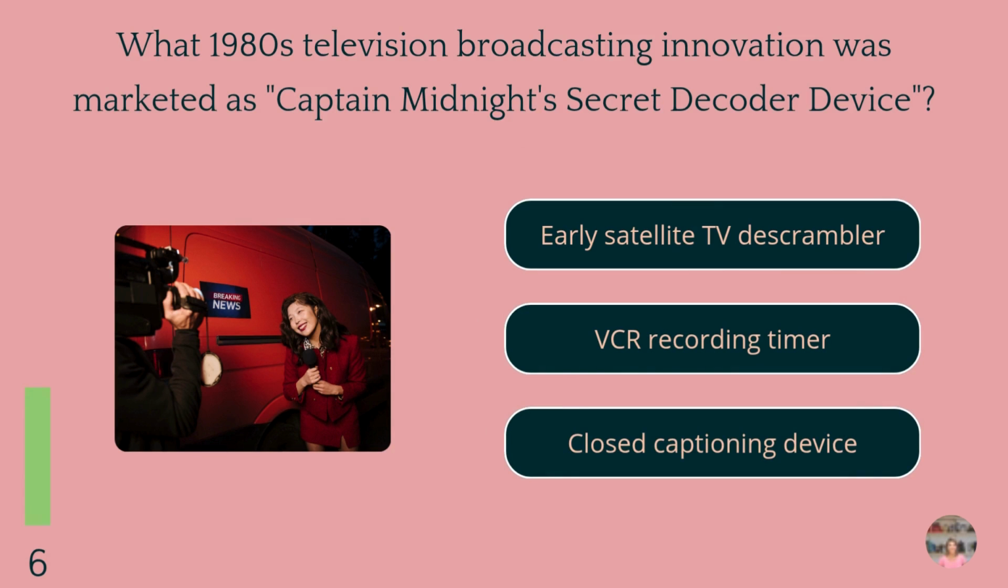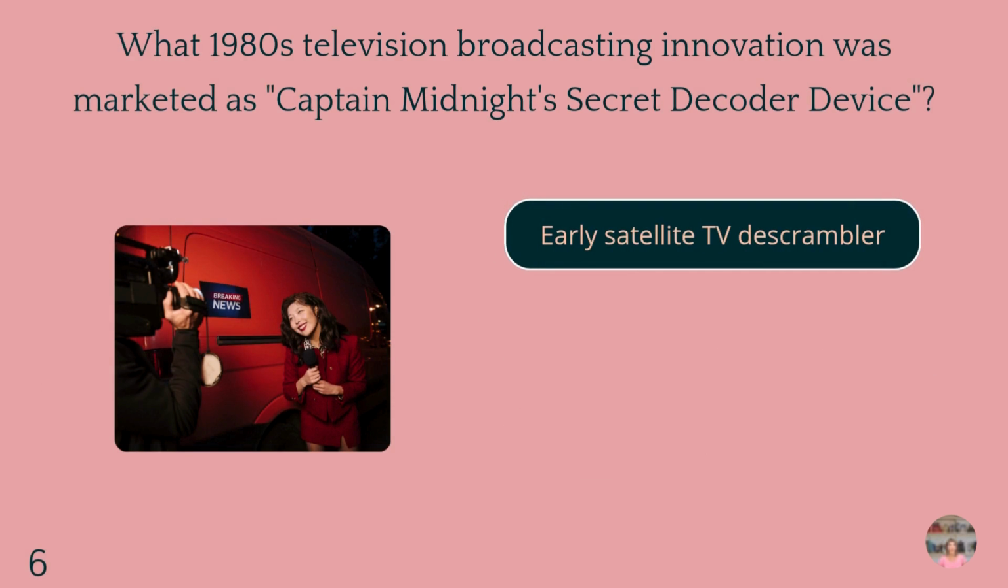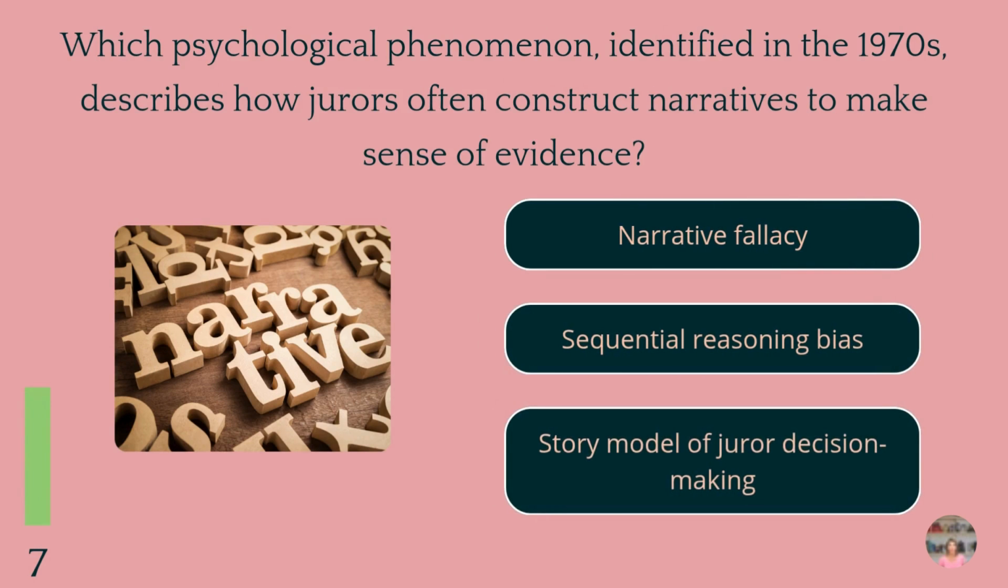What 1980s television broadcasting innovation was marketed as Captain Midnight's secret decoder device? Early satellite TV descrambler, VCR recording timer, or the closed captioning device? Early satellite TV descrambler.